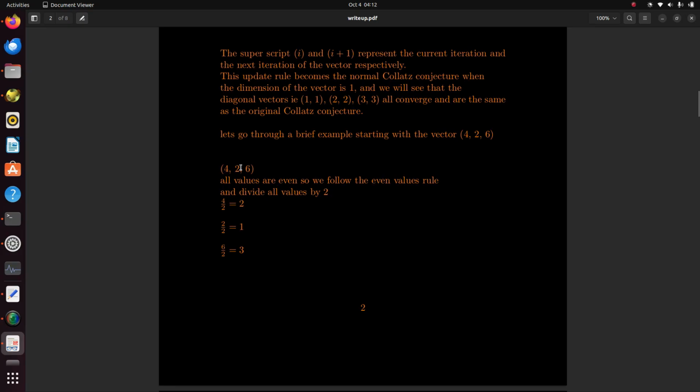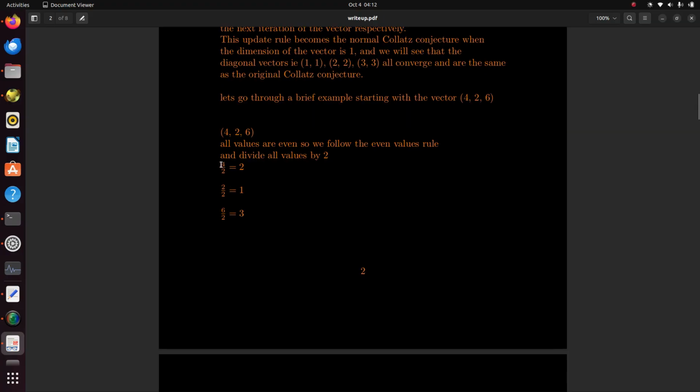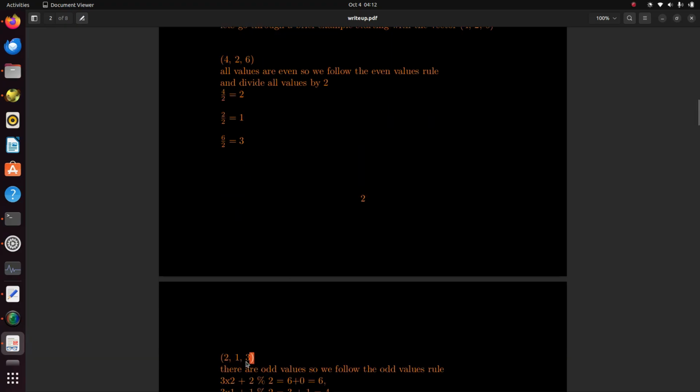So we divide by 2. So we get 4 over 2 is equal to 2, 2 over 2 is equal to 1, and 6 over 2 is equal to 3. And that goes into our next vector down here. So that's how we transform this one into this one.